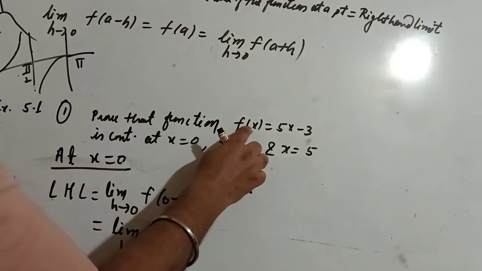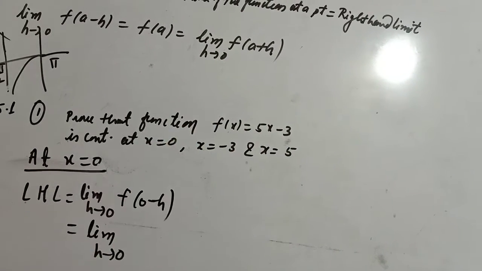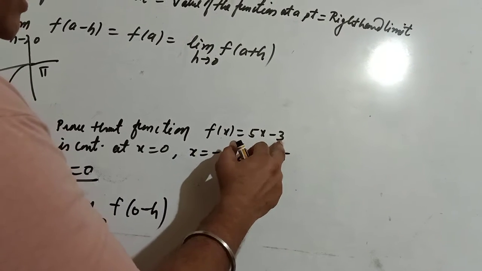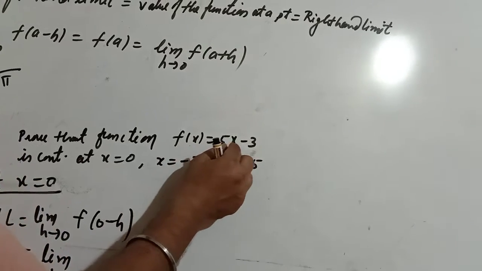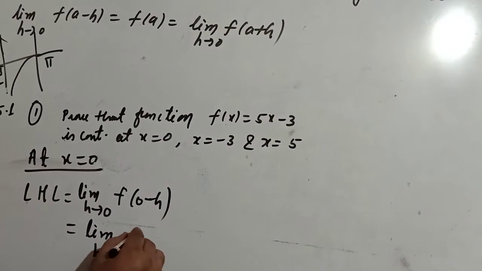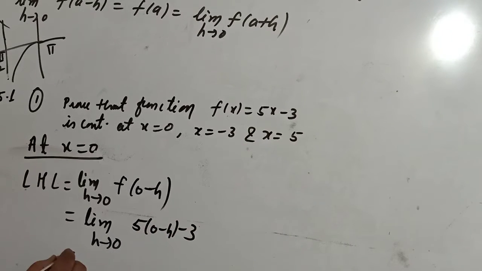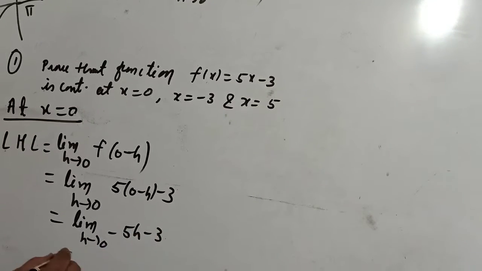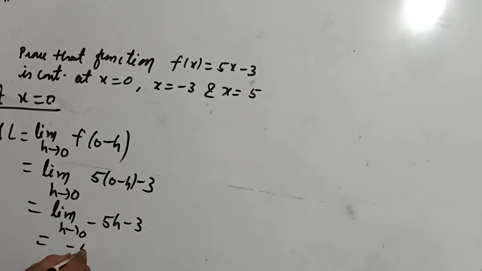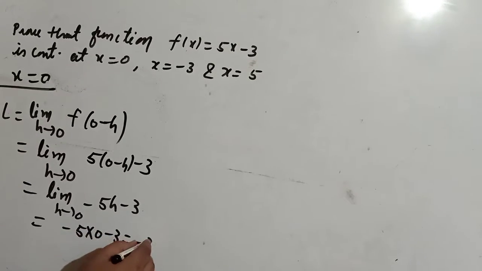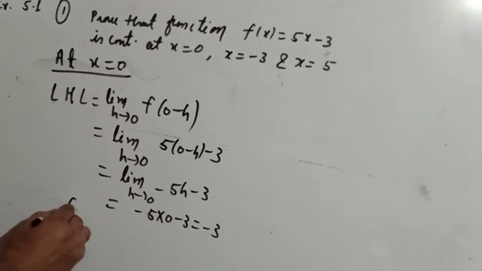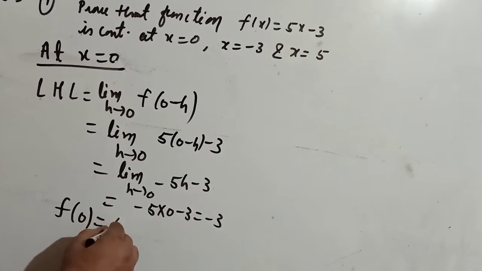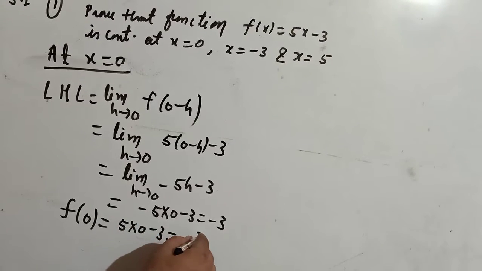The function is f of x equal to 5x minus 3. This function is talking to you. It is saying, if you give me x, I will make it 5 times x minus 3. If you give 0 minus h, it is 5 times 0 minus h minus 3. So this is limit h tends to 0 of minus 5h minus 3. Now we cannot solve further, so substituting the limit, 5 into 0 minus 3, this is minus 3. Now f of 0, directly you can substitute 0. So 5 into 0 minus 3 is also minus 3.